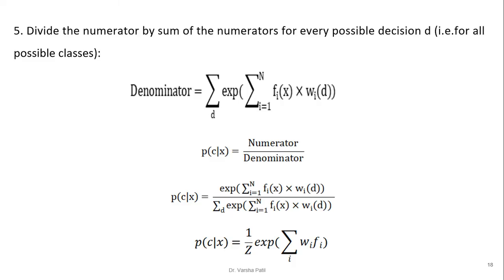Divide the numerator by the sum of numerators for every possible decision. So what is the denominator? For example, in the numerator we consider only spam, and in the denominator we consider spam as well as non-spam. The second numerator is only for non-spam, and the denominator is again spam and non-spam. So in the numerator we take that particular class, and in the denominator we take the summation over the classes, meaning whatever classes are available we take the summation over all of them. So this formula is modified to here. The probability of C given X, where this denominator is represented by Z, which is nothing but the normalization, and this is the exponent, and this is the numerator, that is we are multiplying features with the weight. That is nothing but the formula of the maximum entropy model.